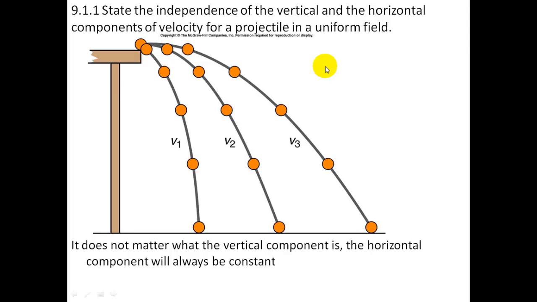State the independence of the vertical and the horizontal components of velocity for a projectile in a uniform field. We know that the horizontal component of velocity is going to be constant. In equal lengths of time, it will travel an equal distance horizontally. Vertically, there will be acceleration due to a gravitational field. It does not matter what the vertical component is, the horizontal component will always be constant. So basically, when you do any problems, you have to treat the horizontal component and the vertical component separately.